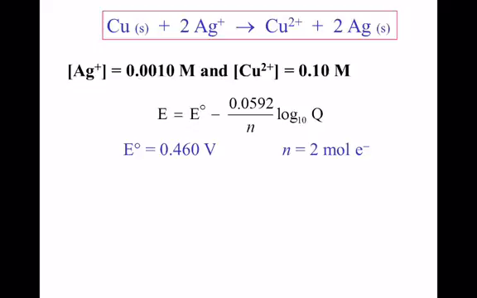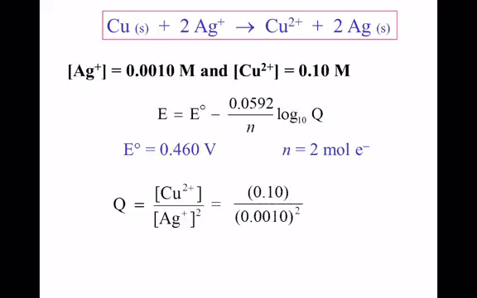Again, the standard cell potential is still 0.460 volts. We still have 2 moles of electrons created and gained. Now when we plug in the molar concentration of our copper, it's still 0.10, but the molar concentration of our silver ion is 0.0010, quantity squared.